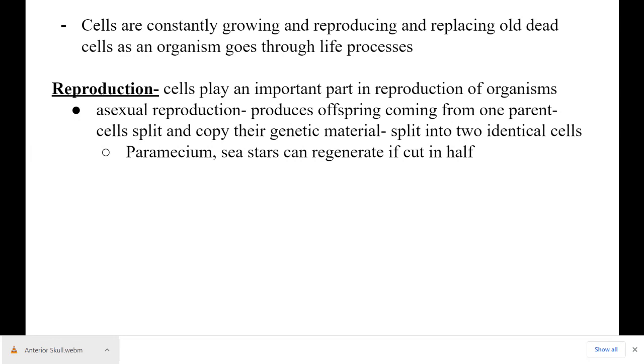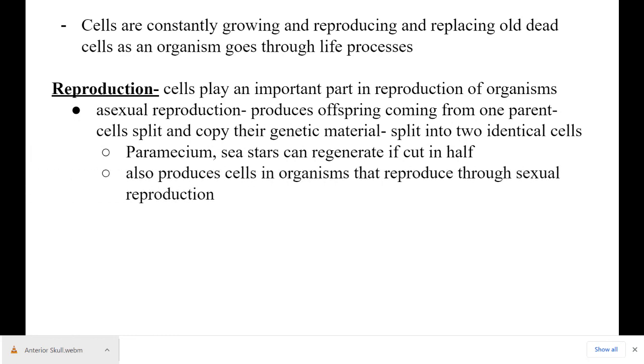A couple of things will do this. Bacteria reproduce asexually, and you can see a couple examples there. If you cut a sea star's, starfish's, leg or arm off, it can regenerate itself. Our skin cells reproduce asexually, which seems kind of odd. How are we going through asexual reproduction? There you go, that's a good example. Our skin cells reproduce asexually, even though humans use sexual reproduction.